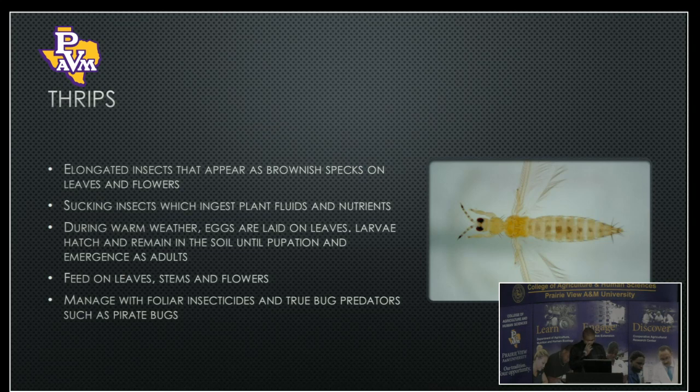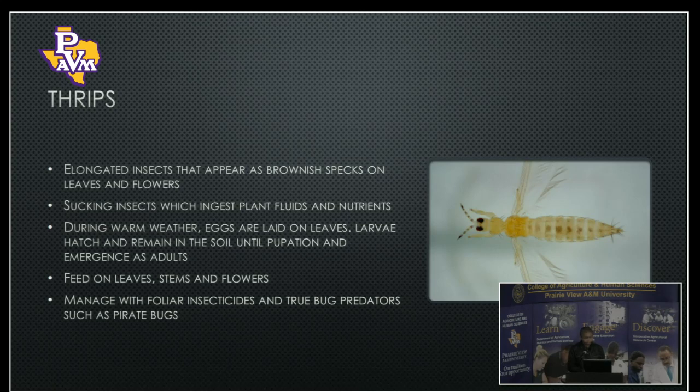So the next insect we're going to talk about is thrips. This is kind of random, but thrips is actually not plural, that's singular. If you say plural, it's thrips. Singular, it's still thrips with an S. And so they're elongated insects. They look like little brown specks, and they usually hang out on the flowers and sometimes on the fruits. And they're sucking insects as well, just like the aphids.